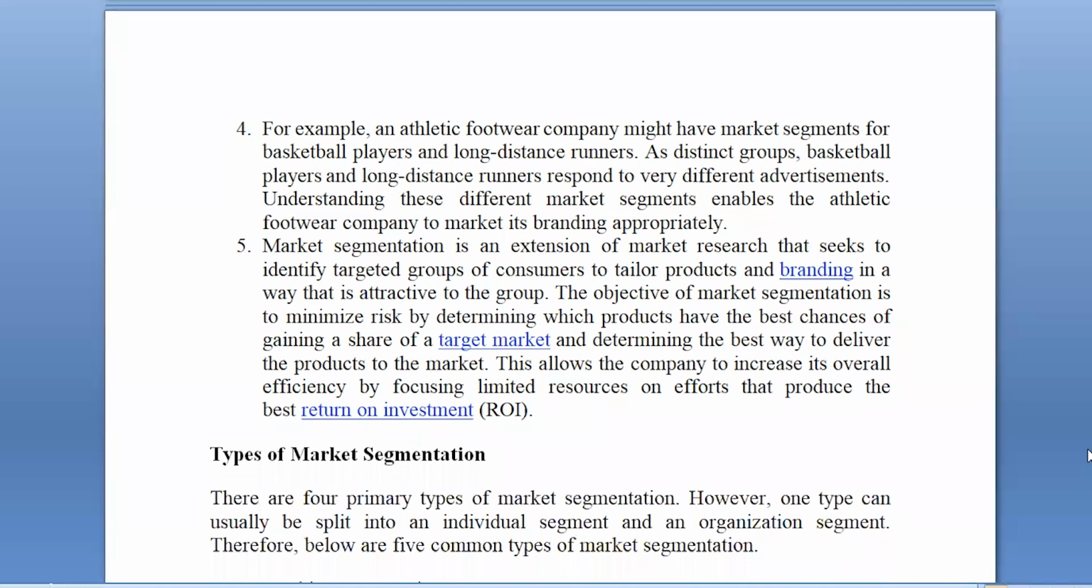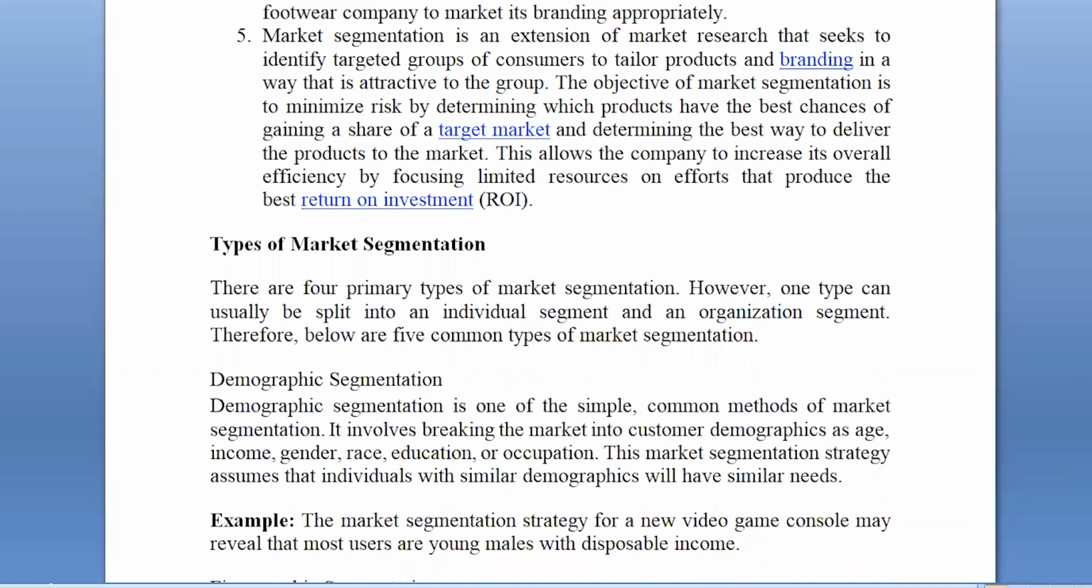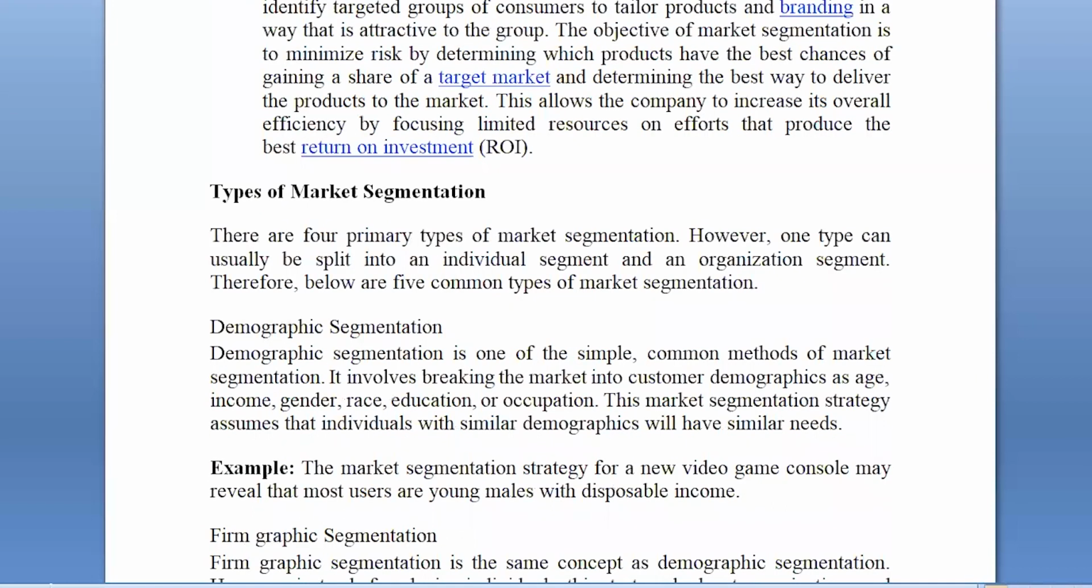This allows the company to increase its overall efficiency by focusing limited resources on efforts that produce the best return on investment. Types of market segmentation. There are four primary types of market segmentation. However, one type can usually be split into an individual segment and an organization segment. Therefore, below are five common types of market segmentation.